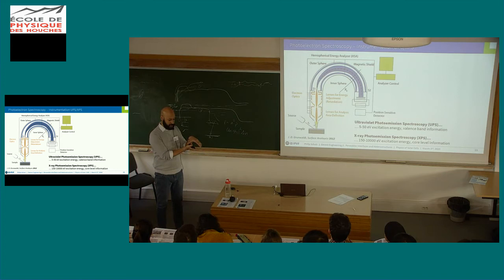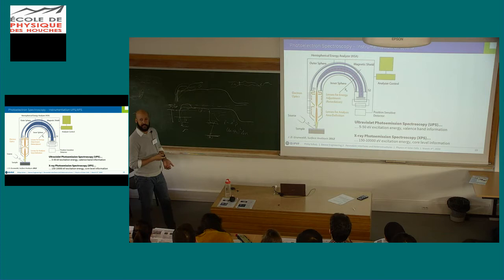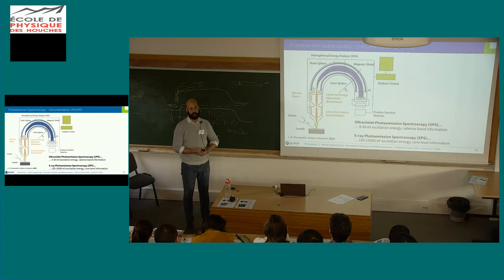So you rather operate it in a mode that is called FAT, or fixed analyzer transmission, where you set this pass energy, and therefore you have the transmission function of this analyzer fixed. And what you do is you actually scan, or you sweep your voltage by these retardation lenses. So you either accelerate or slow down the electrons before they get into the sphere. And in this way, you can make actually quantitative analysis of your spectra. Okay, but this is a very technical detail.